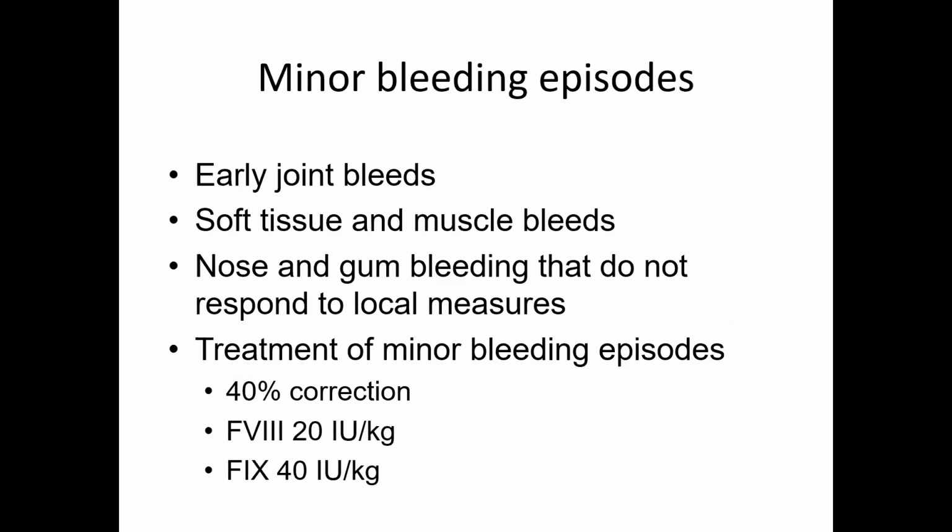Like we said, minor bleeding episodes are when a patient presents with early joint bleeds, soft tissue or muscle bleeds, nose or gum bleeds that do not respond to local measures, and the treatment aim is about 40% correction. For factor 8, we'll give 20 international units, which will replace at 2%. And for factor 9, 40 international units, which will be 1%. So the ratio for factor 8 is 1 to 2, and the one for factor 9 is 1 to 1.